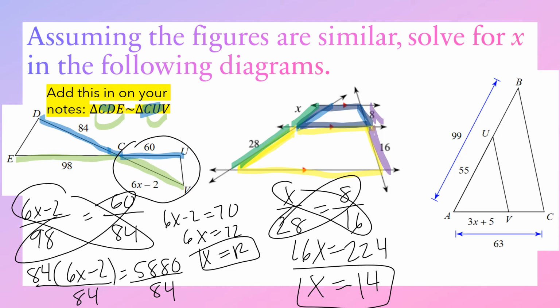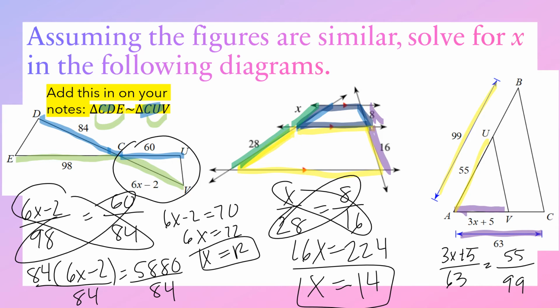Then for the last one, so this is kind of similar. Let me do my corresponding sides here. So 3x goes with 63, 55 goes with 99. So set it up as a proportion. It does not matter how you do it or which comes first. So it should look like this. You're doing the small triangle to the large one.